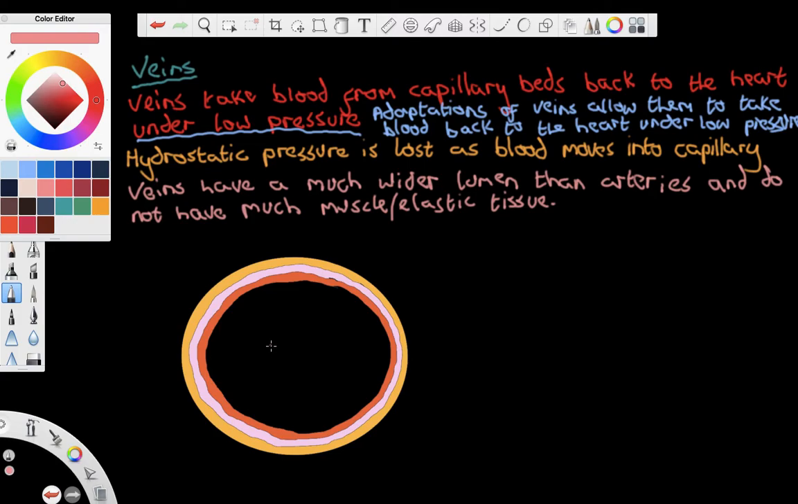Veins also have valves which prevent the backflow of blood. So we can put in red over here that veins have valves in them that prevent the backflow of blood.